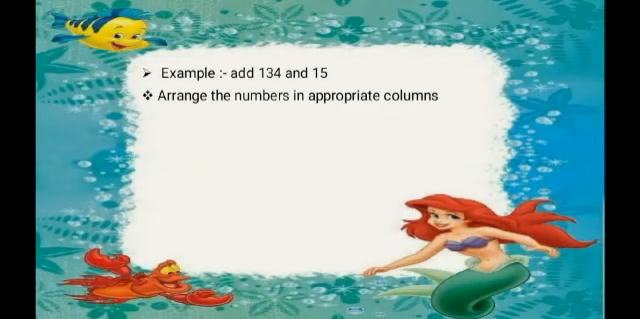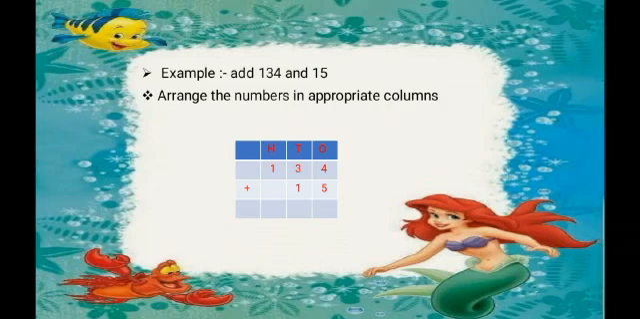So let's learn more by an example. Add 134 and 15. Arrange in columns. So there are the columns. At first, again in the same manner, HTO, we will write HTO. Then the first number and then the second number.